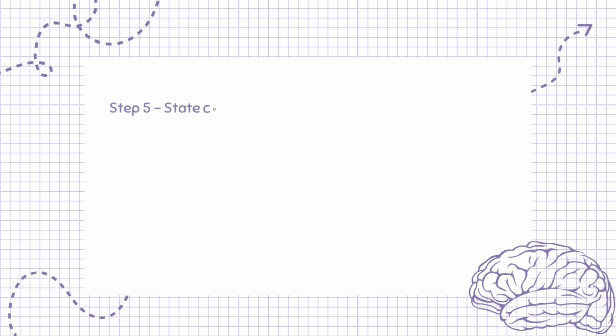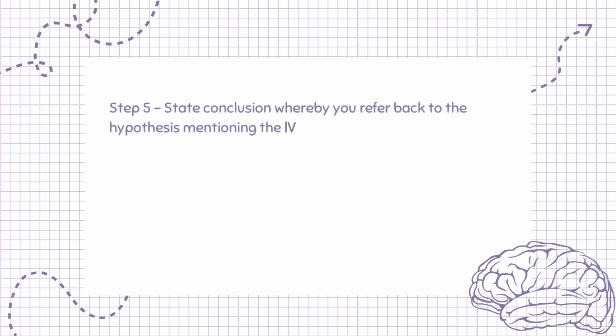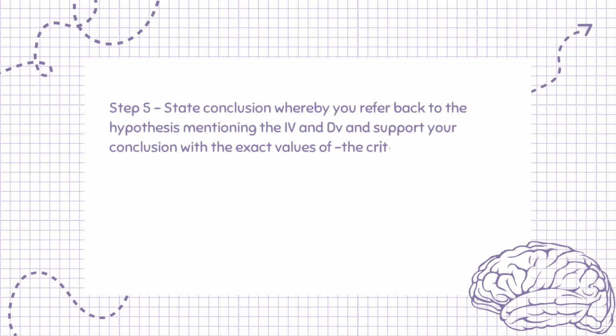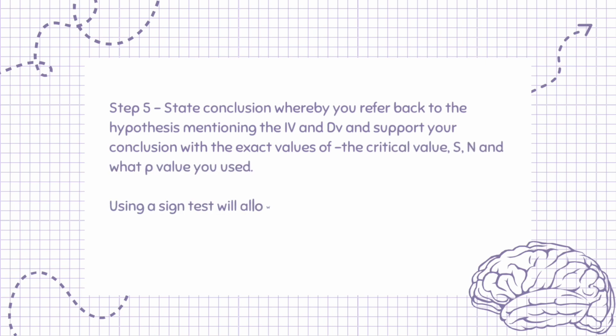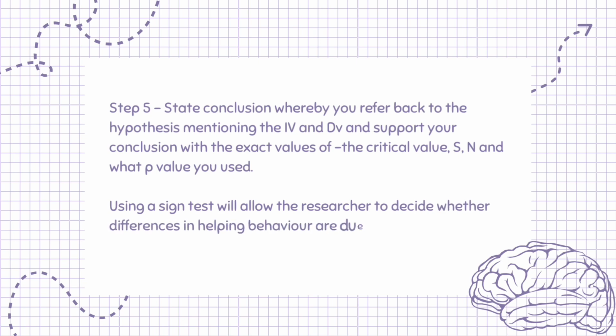Step 5. State conclusion, whereby you refer back to the hypothesis mentioning the IV and DV and support your conclusion with the exact values of the critical value, S, N, and what p-value you used. Using a sign test will allow the researcher to decide whether differences in helping behavior are due to chance factors or a real effect.